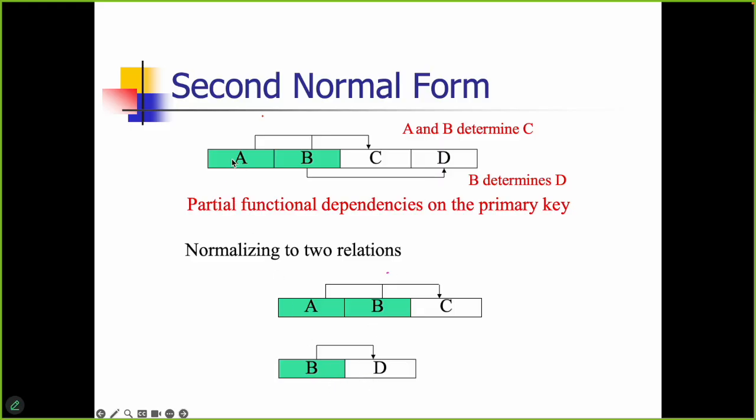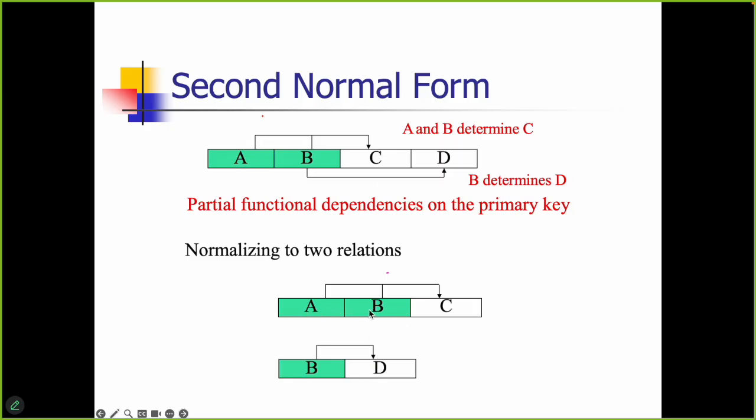So let's assume that A is student ID, B is course ID, C is grade, and D is, for example, course name or course title. Now, course title depends only on course ID, so you put course ID and course title in a separate table, for example, a course table, and then what is left is A, B, C.